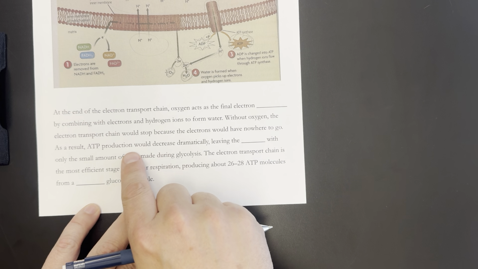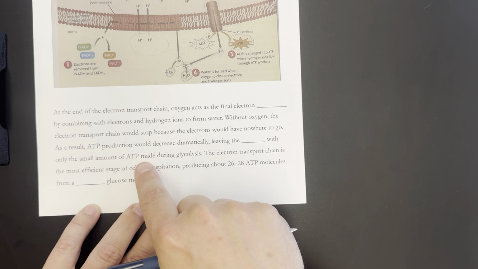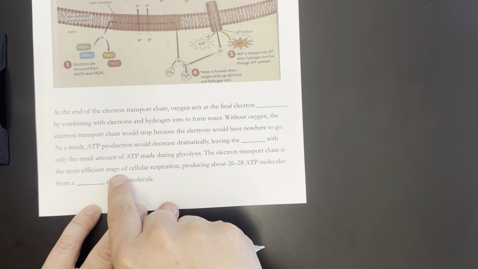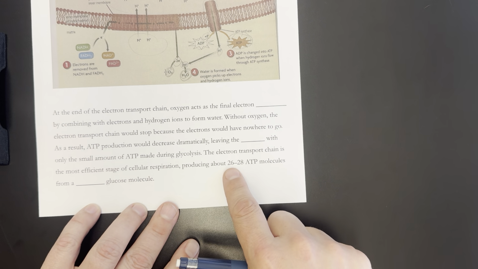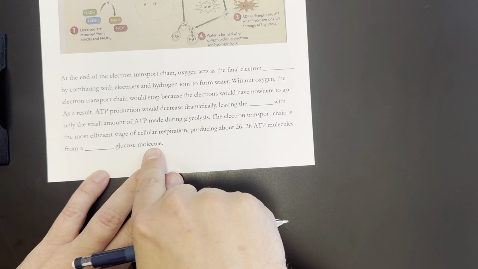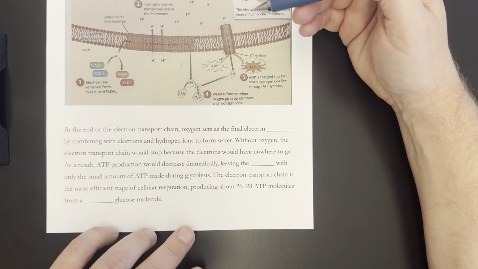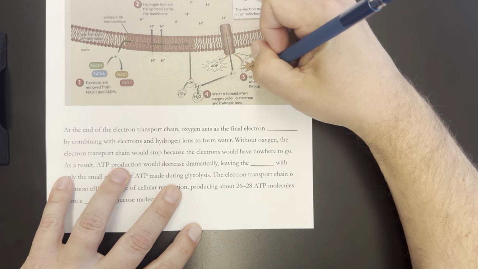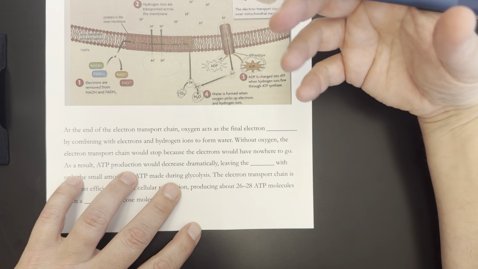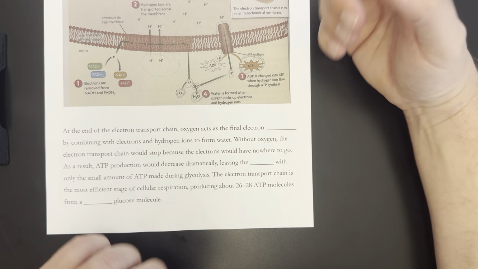Without it, ATP production would decrease dramatically, leaving the cell with only a small amount of ATP made during glycolysis. The electron transport chain is the most efficient stage of cellular respiration, producing about 26 to 28 ATP molecules from a single glucose molecule. So again, taking the energy from our food and through a series of processes, getting this molecule ATP, which now is going to be able to let your body do work, let your body move things around and go through chemical processes.